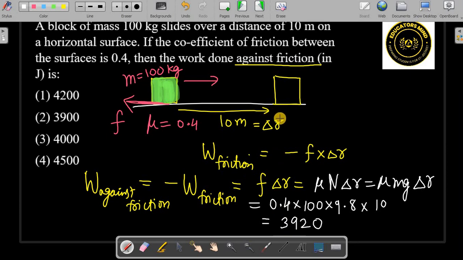So work done against friction should be considered positive, right? So mu times normal force, and its displacement is 10 meters, right? So with this, if you go with this, then 3920, which is near to 3900. If you take tan, then it's going to be 4000 exactly. So let us take g as tan. I think g will be given in the question. So if you take this tan, then you will be getting 4000, isn't it?